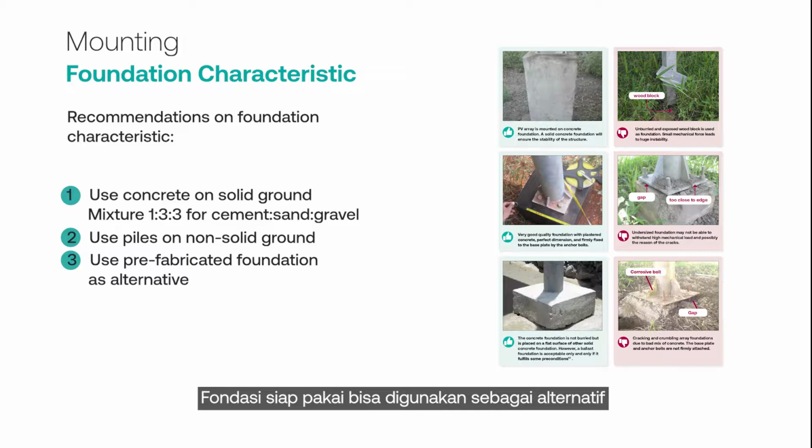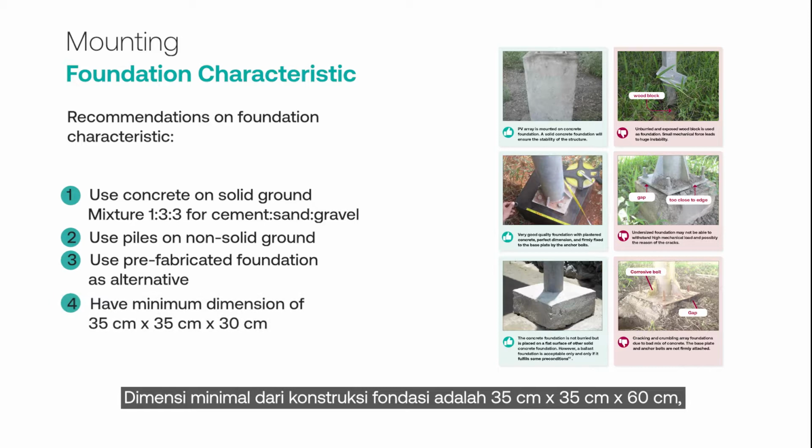Prefabricated foundation can be used as alternative to get good quality and controlled concrete. This method can also speed up the construction process. Foundation construction has a minimum dimension of 35 cm x 35 cm x 60 cm, that is 2/3 of the height of the foundation buried in the ground.